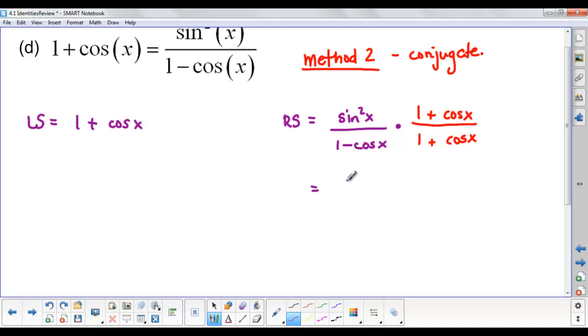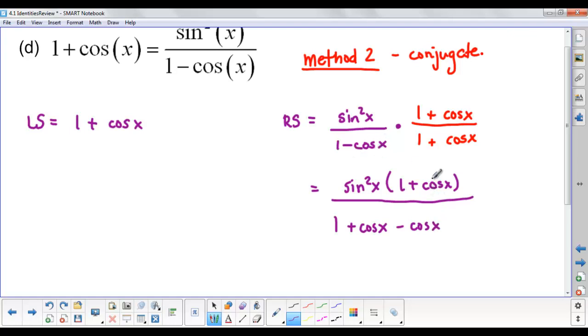What happens when we do that is numerators times numerators. Now what I'm going to do for the numerator is I'm just going to leave it and not distribute. So sine x times 1 plus cos x. But I really want to distribute the bottom, and I'll show you why that's important in a second. So if I were to do the distribution, 1 times 1, 1 times cos x, negative cos x times 1, and then finally negative cos x times positive cos x will give me a negative cos squared x.